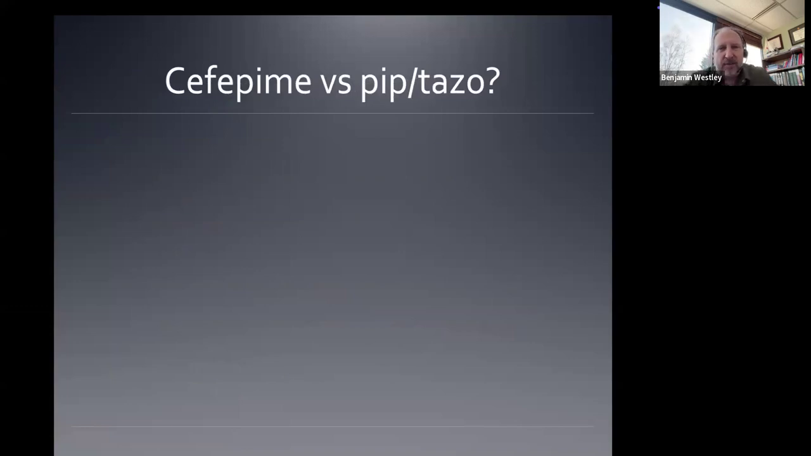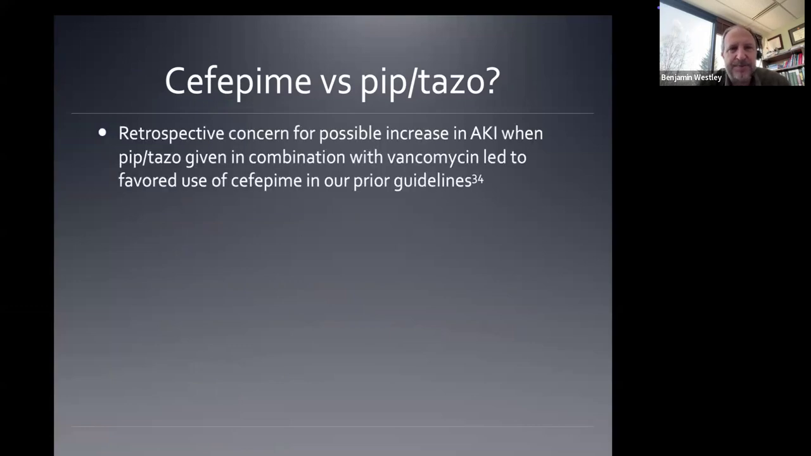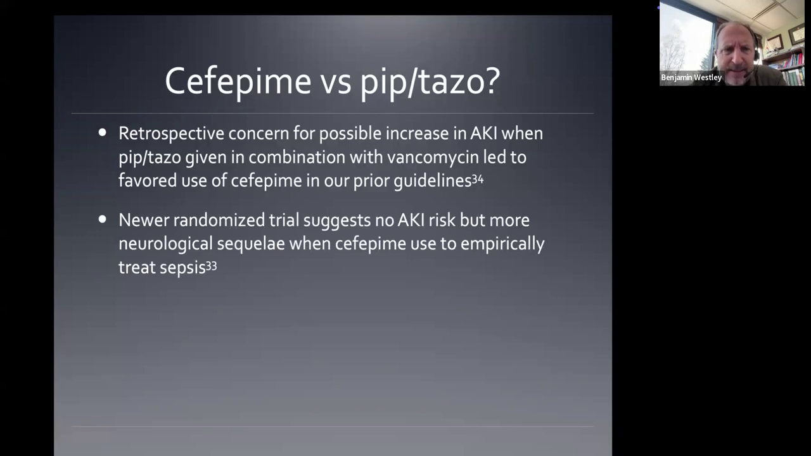So how do we know whether to use cefepime or piptazo? We don't really. This goes back and forth every few years. There has been, for the last 15 years or more, retrospective concern that patients that receive a combination of vancomycin and piptazo together seem to have more acute kidney injury. And because of that, and because all these patients had been getting vancomycin for days historically, this pushed us to using cefepime. But newer studies suggest this actually may not be true.